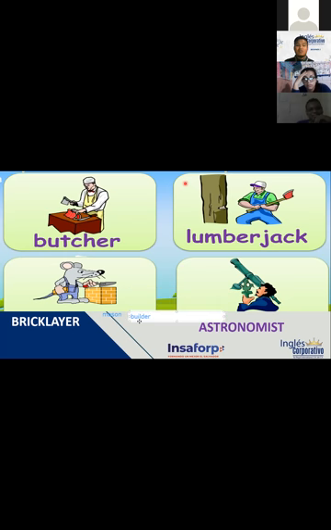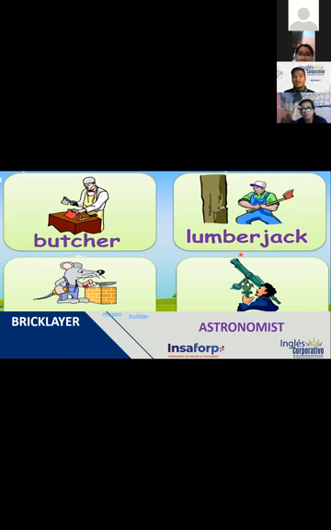Este también es un sinónimo de constructor, porque like this one, así, es el verbo construir. Si yo quiero decir constructor, solo le agrego er y digo builder. Y son sinónimos. Bricklayer, mason and builder. Los tres son sinónimos que al final nos referimos a la misma persona. Okay? So, we're going to say butcher, lumberjack, bricklayer. We can also say mason or we can say builder and astronomist.